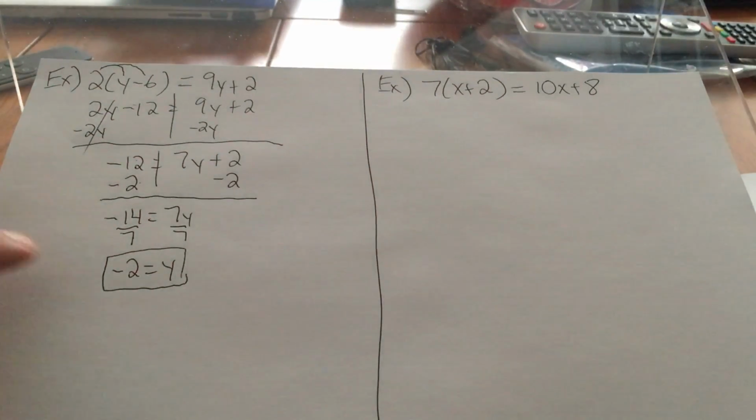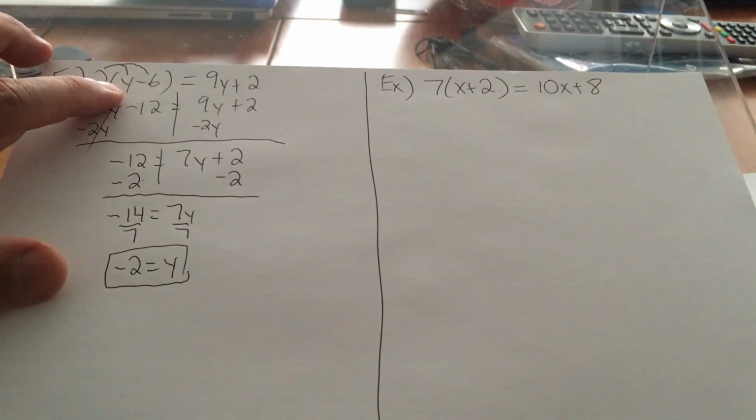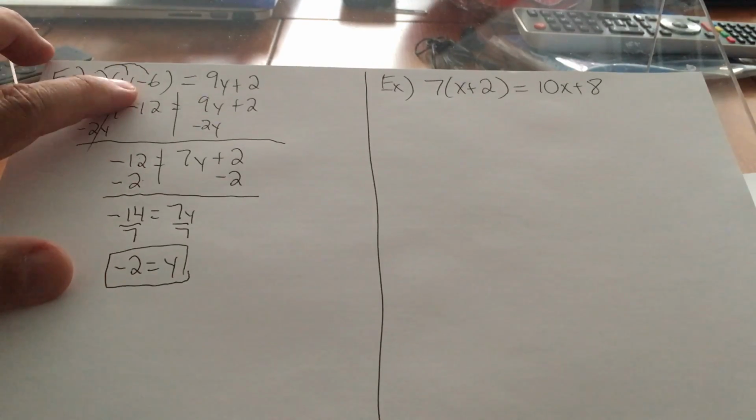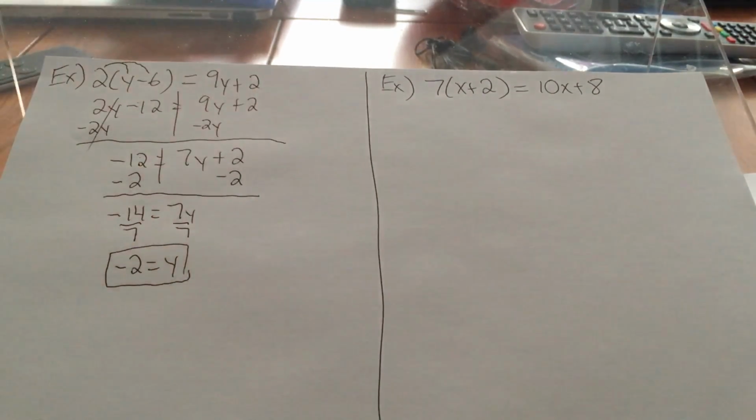Remember, you can always check your work by taking negative 2 and plugging it back in up here. And what you'll get is negative 2 minus 6 is negative 8. 2 times negative 8 is negative 16 on that side. Then negative 2 times 9 is negative 18. Negative 18 plus 2 is also negative 16 on that side. So we know that we did it right.